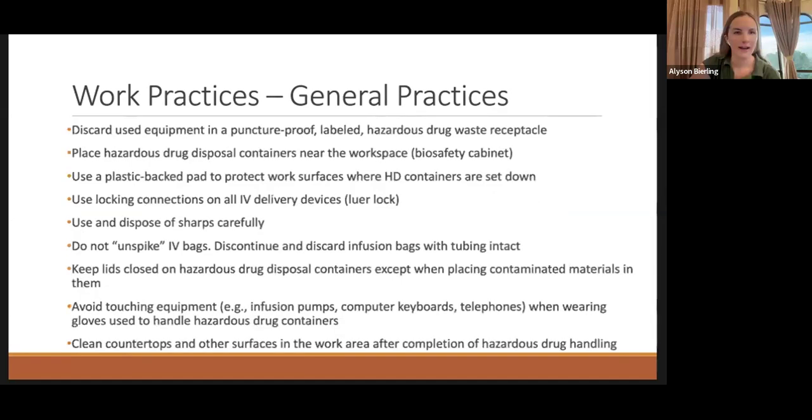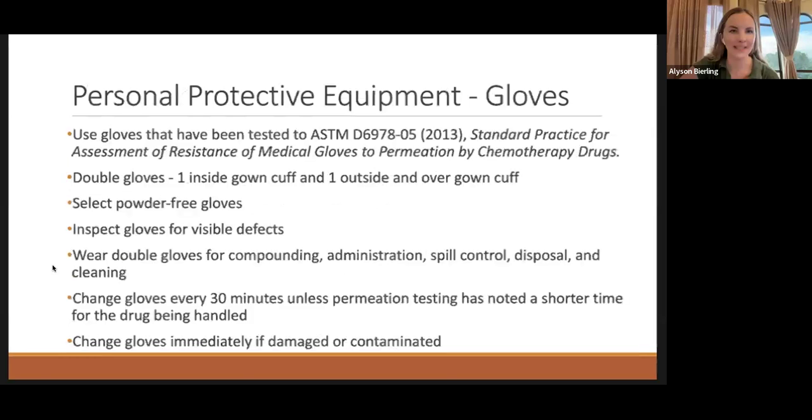All right, this is just a continuation of some more general practices that we can observe to prevent exposure. So we'll provide all of these slides with you so you can review these in more detail. I won't go through all of these. So let's talk in some more detail about personal protective equipment.